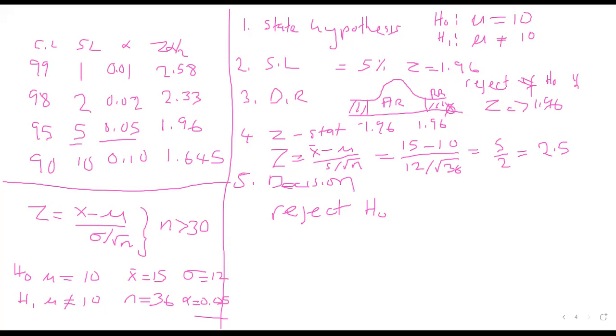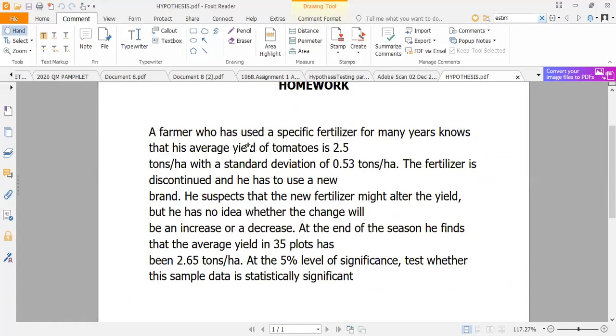Sometimes it will come in a word problem like this. A farmer who has used a specific fertilizer for many years knows that his average yield is 2.5 tons per hectare. This is the historical mean. It has no sample size attached to it. It's called our mu. The standard deviation, 0.53. So our sigma, standard deviation, is 0.53.